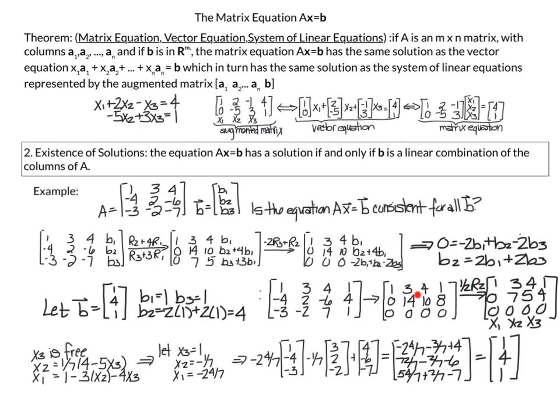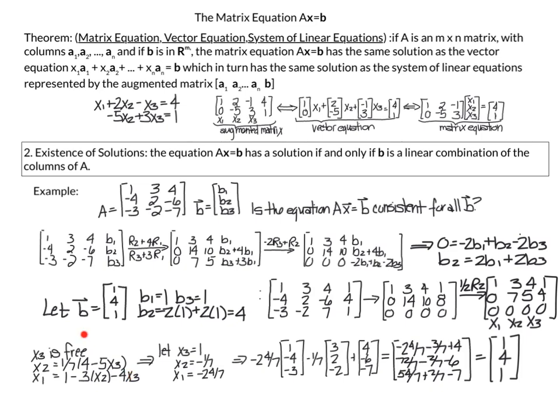I halved my R2 just to have some smaller numbers in my matrix, and I said this first column is associated with x1, the second column with x2, and the third column with x3. So I get these equations. What these equations tell me is x3 is free, and x2 is equal to 1/7, so I went ahead and divided out the 7, times 4 minus 5x3. x1 is going to equal 1 minus 3x2 minus 4x3.